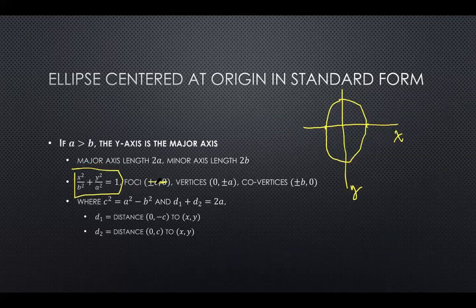There is a typo here. The foci should be (0, plus and minus c). So in this case, the two foci are on the y-axis because this is the major axis. So this is (0, c), sorry, (0, c), and this one is (0, minus c).